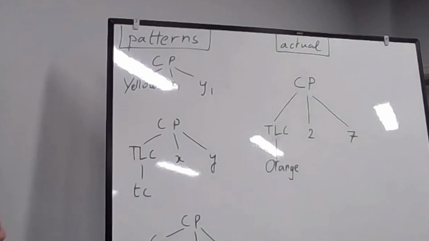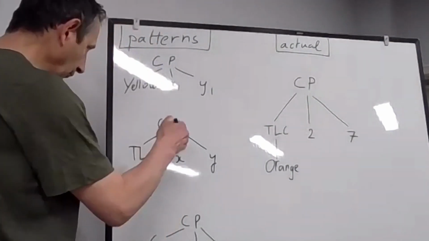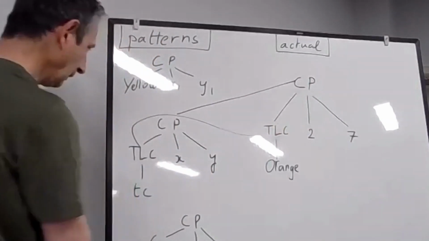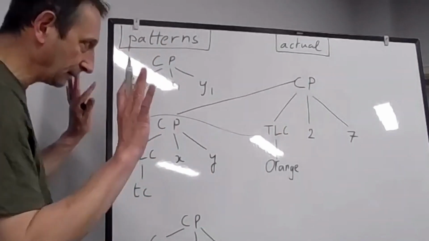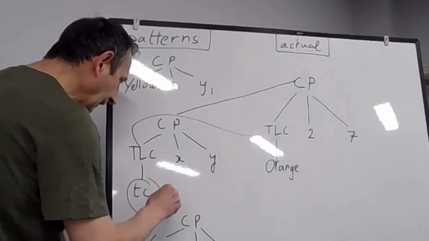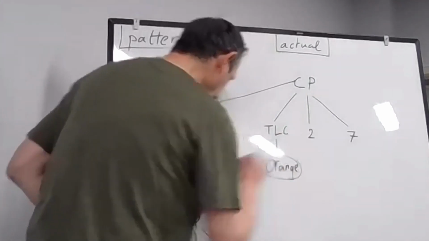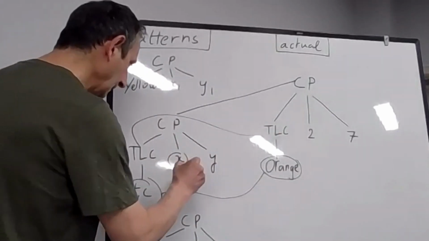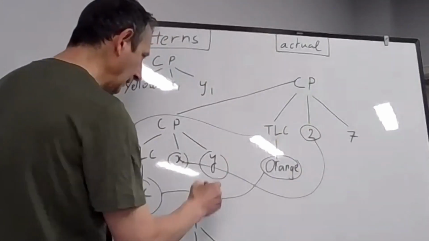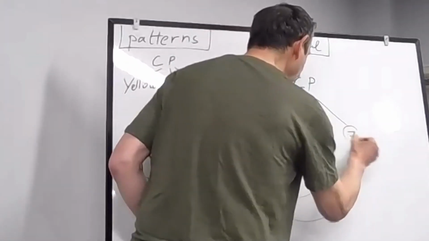Okay, for instance, here I could see that, okay, so TLC, so this corresponds, and now, okay, so nothing new, but I could say that this TC has a value orange, this X takes the value 2, and this Y takes the value 7. It's that simple, okay?